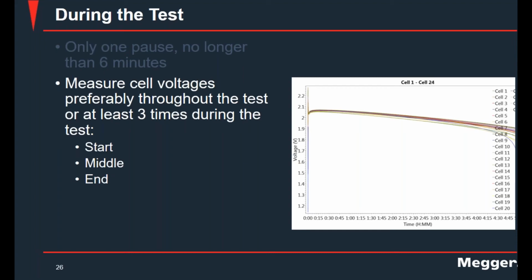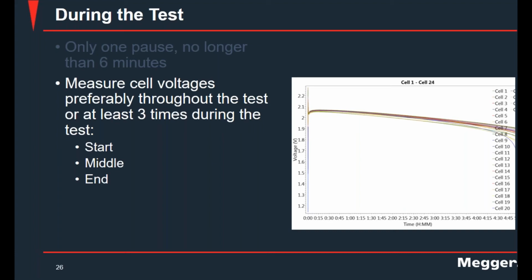Also, during the test, you want to measure the voltages of the cells. The standard asks for at least 3 instances: at the beginning, at the middle of the expected duration, and at the end of the test. And this is to determine if there's a cell with problems. And this is actually the way that you can determine if you need to bypass a cell.